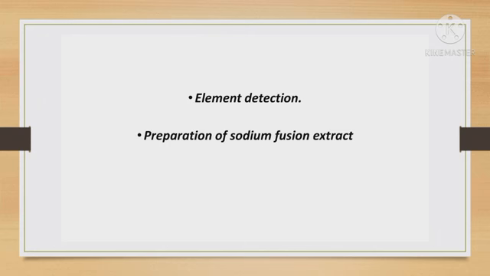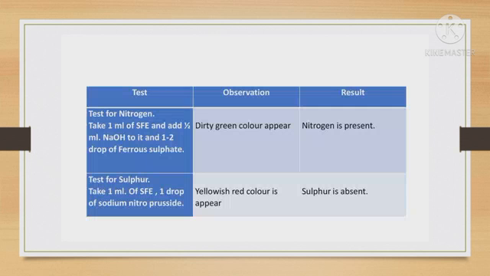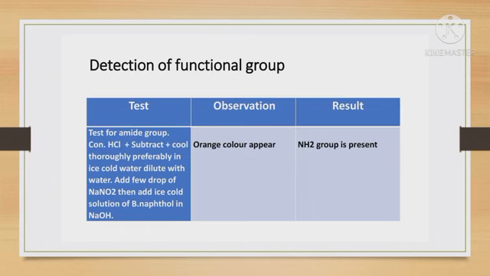Now the element detection for the neutral compound. Preparation of sodium fusion extract. Test for nitrogen: take 1 ml of sodium fusion extract and add 1 ml of NaOH, then add 1 to 2 drops of FeSO4. Observation: dirty green color appears. Result: nitrogen is present. Number 2: take 1 ml of sodium fusion extract, add 1 drop of sodium nitroprusside. Observation: yellowish red color appears. Result: sulfur is absent.